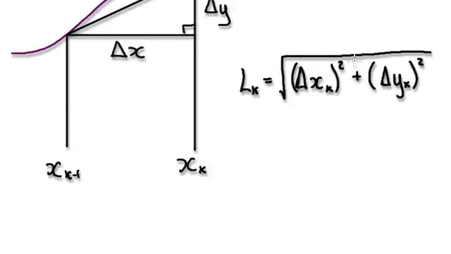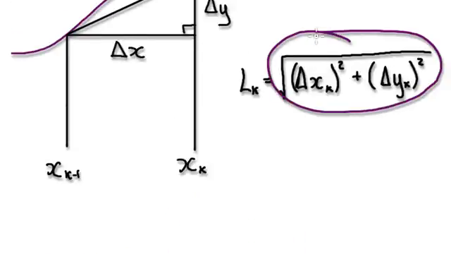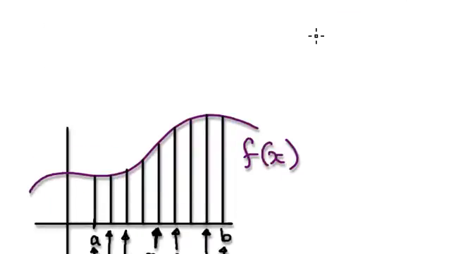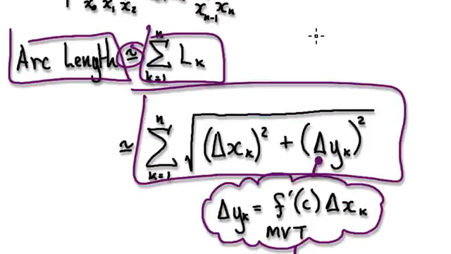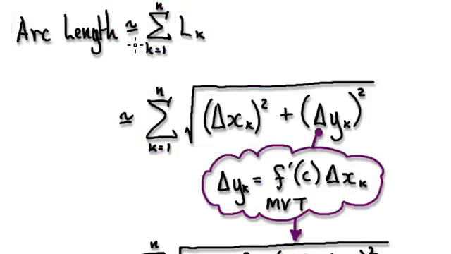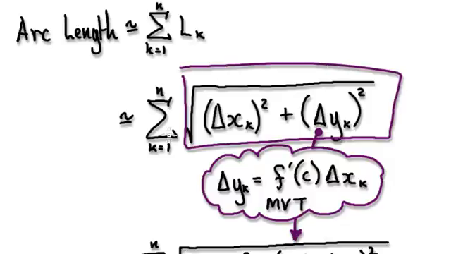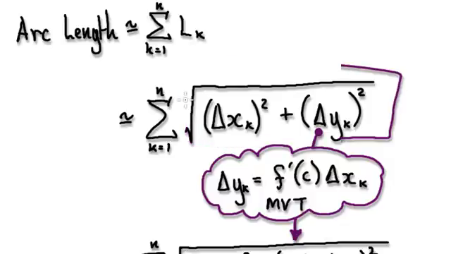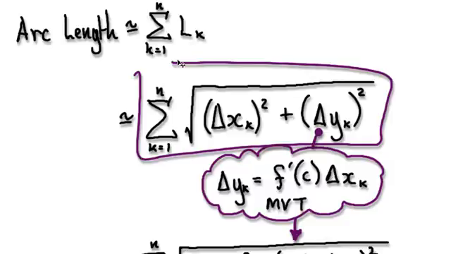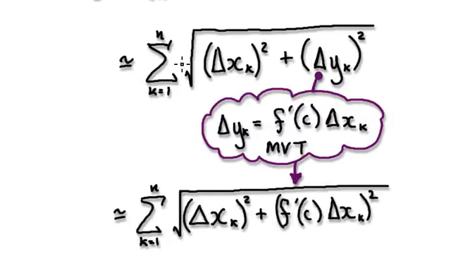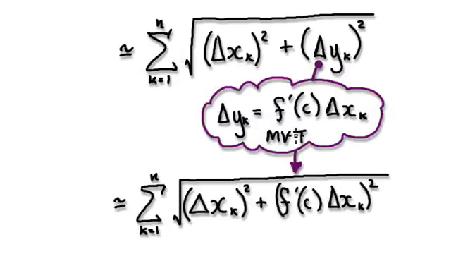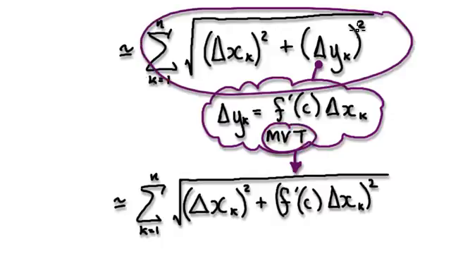Up here, this is the diagonal length, and the arc length is approximately the sum of all those diagonal lengths. So that really takes us to this. Now this is where it gets complicated, because from here we're going to use the mean value theorem to take us from this thing here to this thing here.